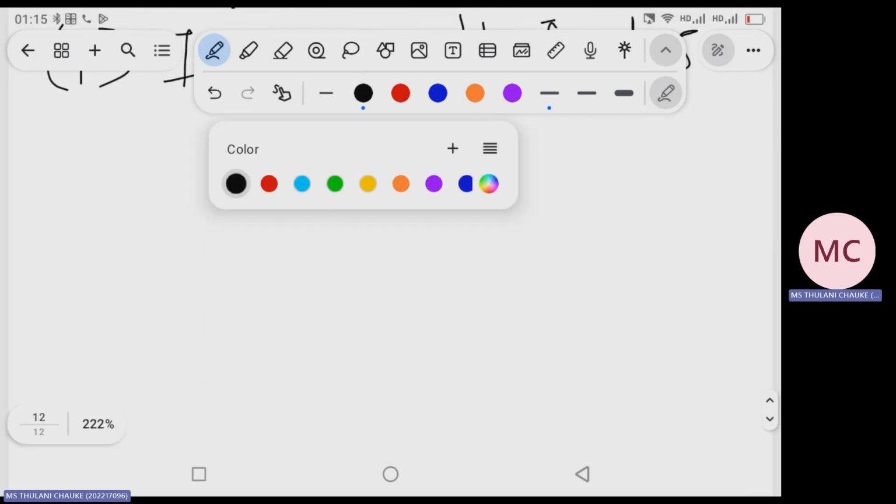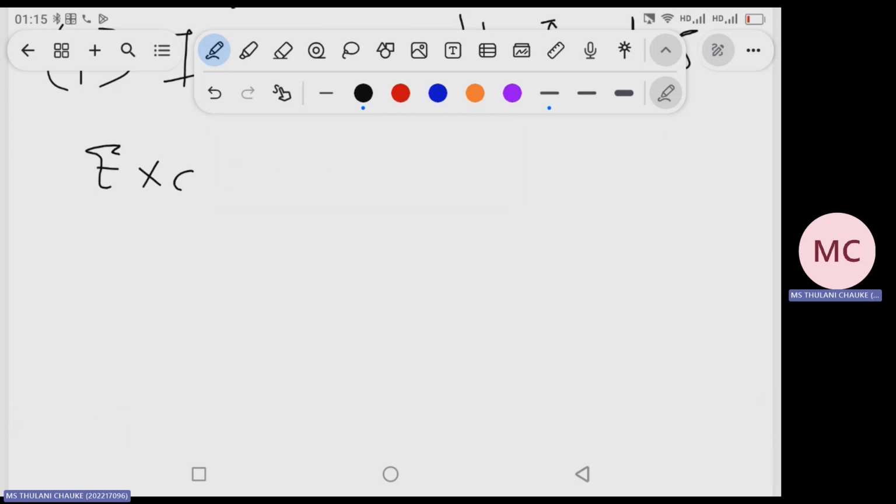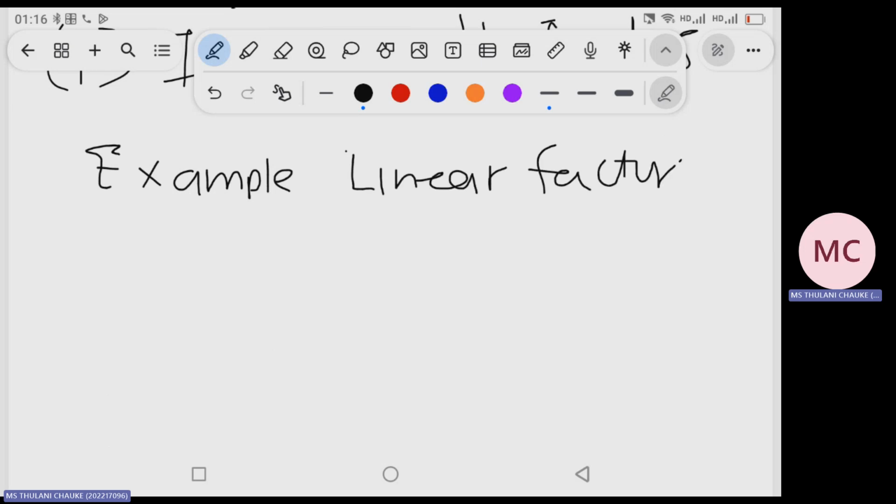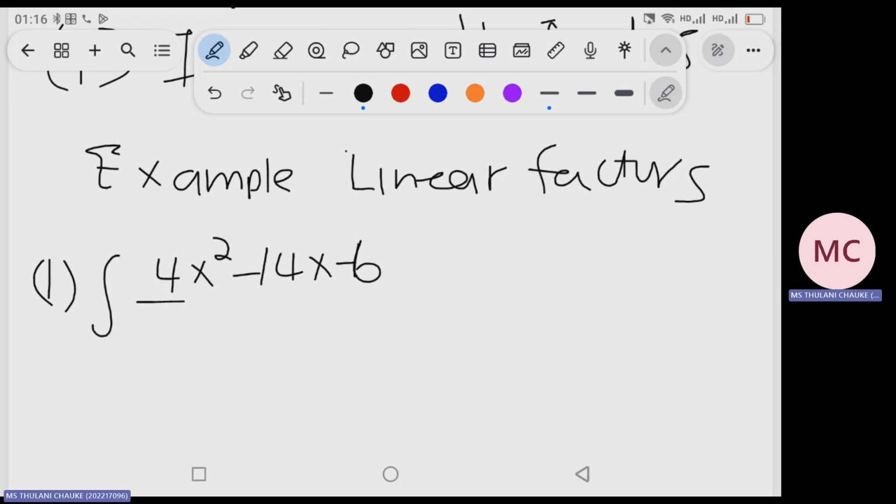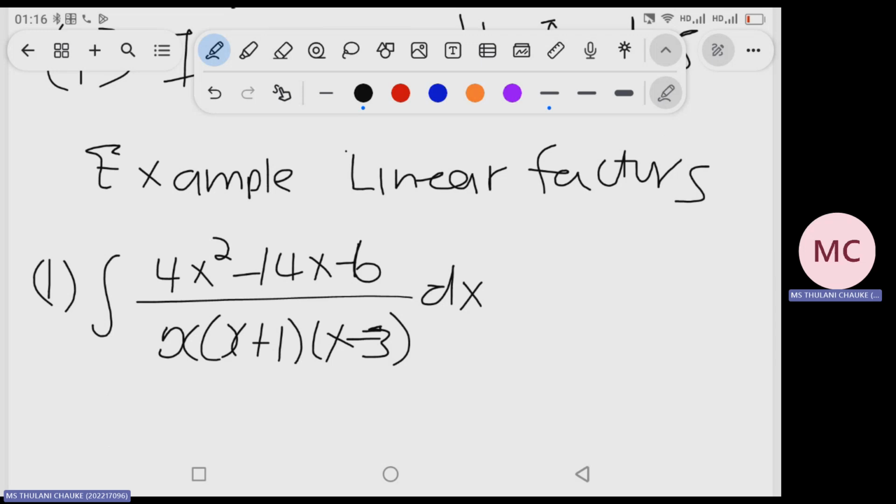So let's just do an example of when you've got linear factors. Just simple linear factors. Let's say you are given the integral of 4x squared minus 14x plus 6 all over x times x plus 1 times x minus 3 dx.